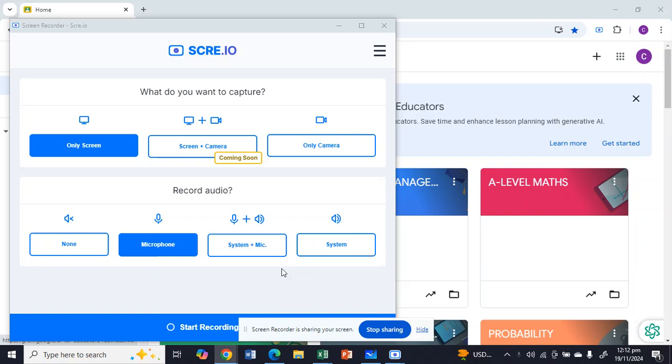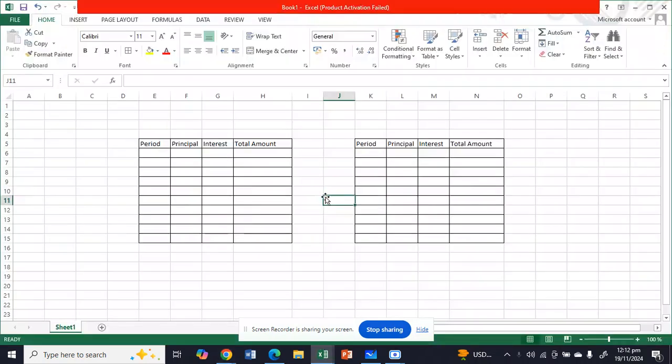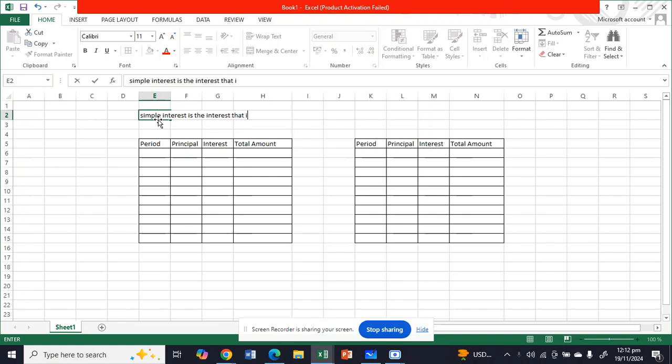All right, so we want to look at the difference between simple interest and compounded interest. So, simple interest is the interest that is calculated only on the principal.